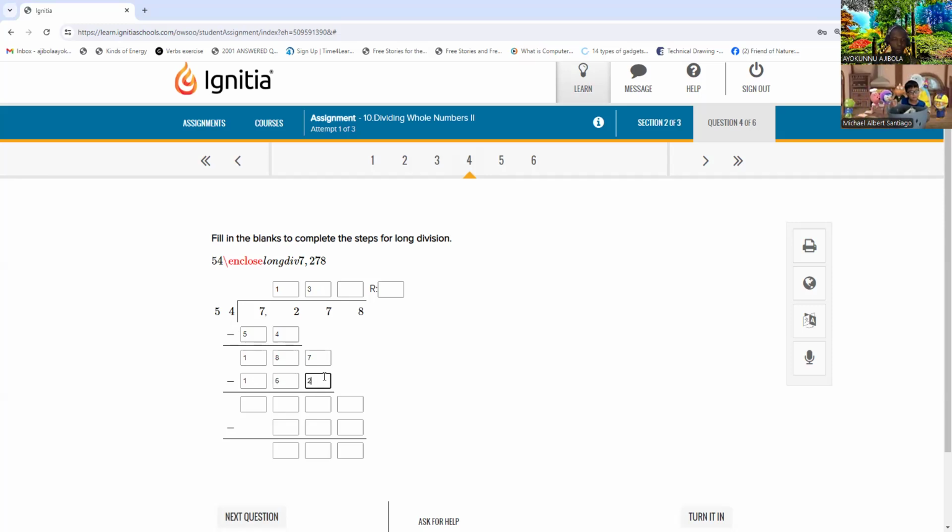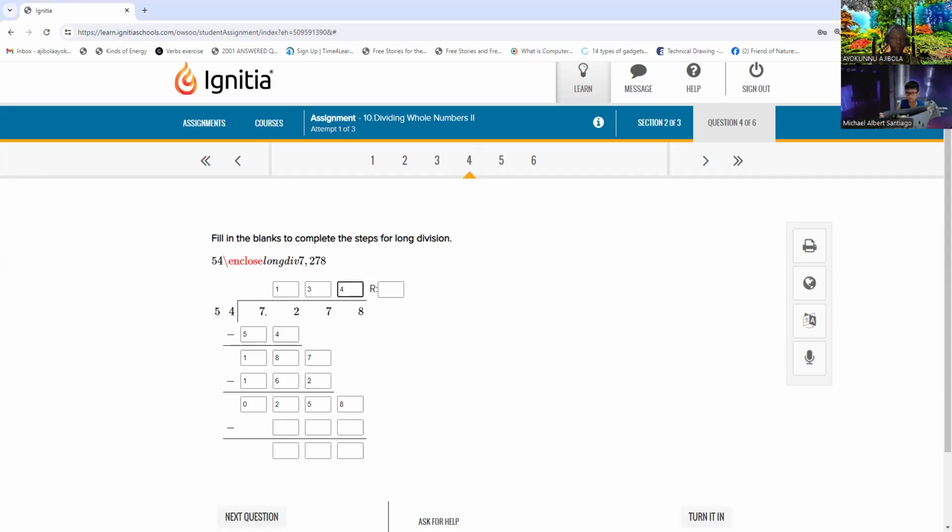So, Miggy, what is 187 minus 162? 7 minus 2 is 5, okay? 8 minus 6 is 2. 1 minus 1 is 0. That is 25. Then you bring down 8. So let us check. How many 54 is in 258? That's going to be 4, okay?